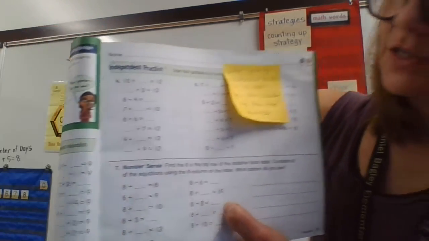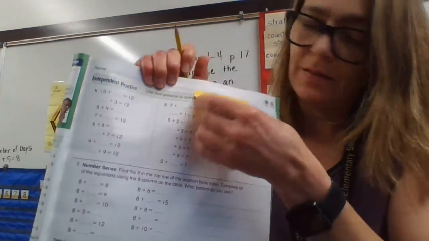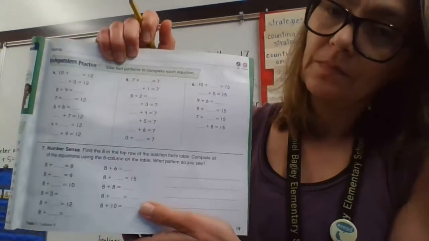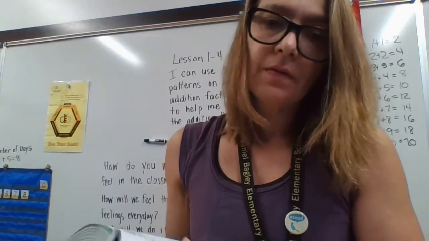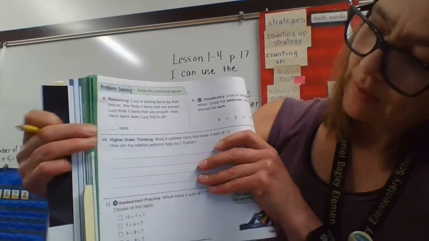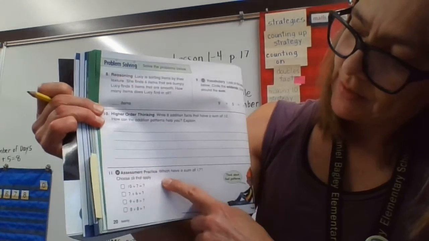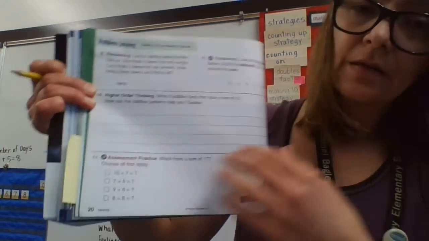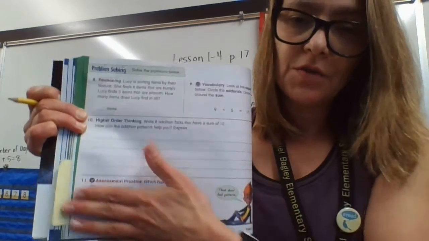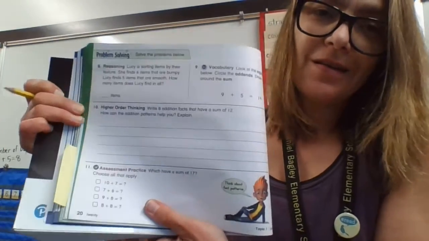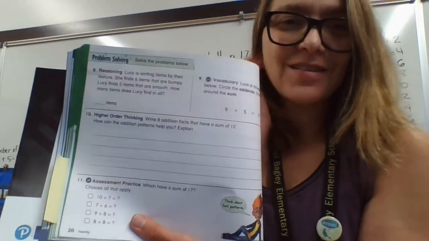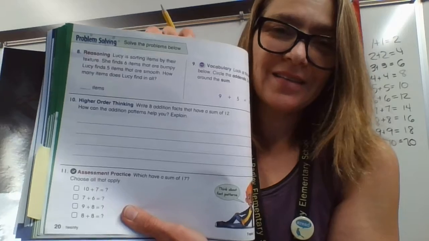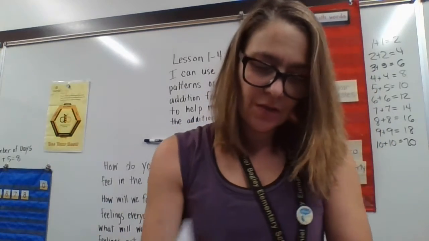Okay, and then finish the independent practice. And then go to page 20. And number 11 is the assessment practice. Once you're finished with that, take a picture of it and upload it to this activity in Seesaw.